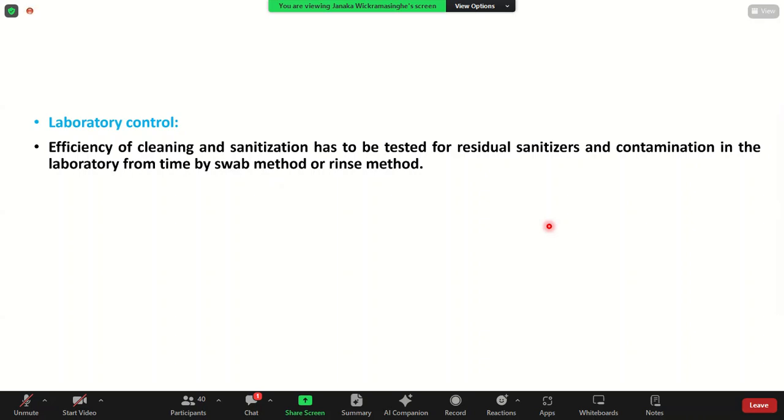Whether we have the fat percentage, water percentage, protein, sugar level, ash level, right? In addition, we have to check for any kind of material that we are using for any kind of contamination from time to time.